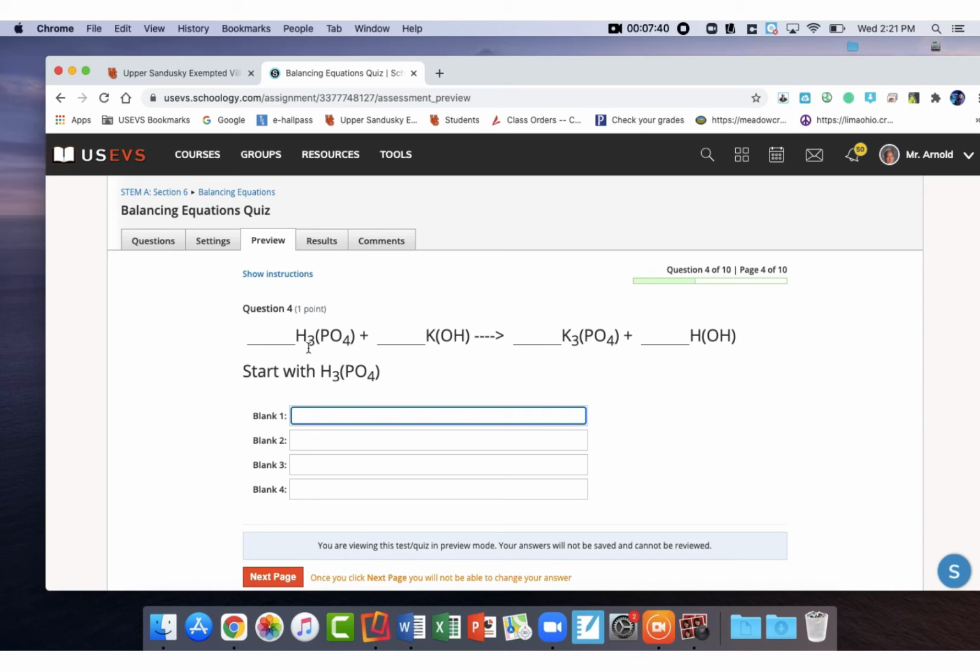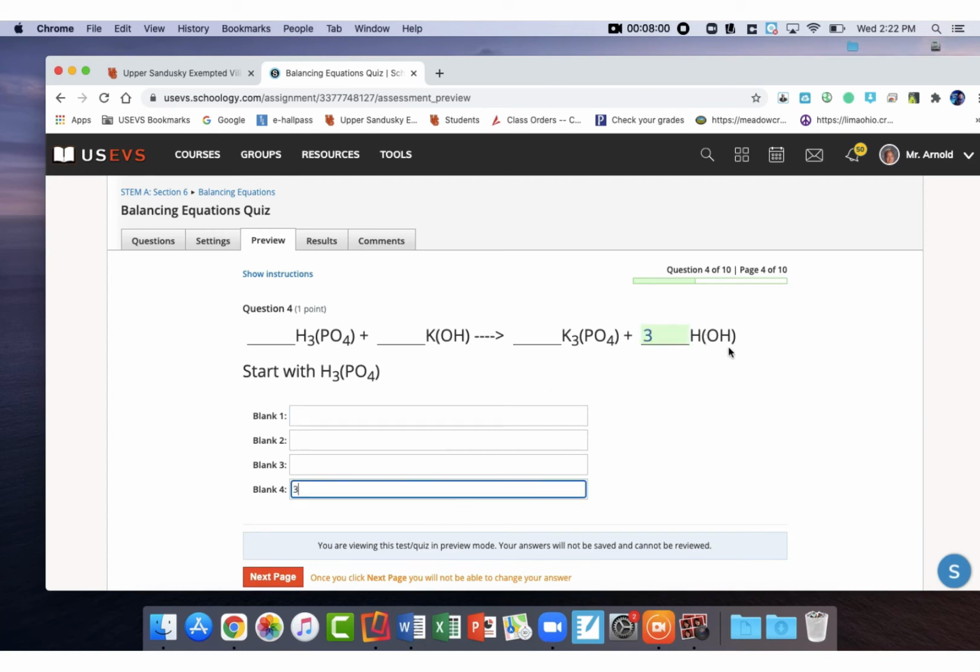We have 3 H's on the left and only 1 H. And I'm talking about an H by itself, so it's an H plus. I'm keeping OH separate to make this work out easier. So I have only 1 there on the other side. So I have to make it equal to 3. So I'm going to put a 3 in front.